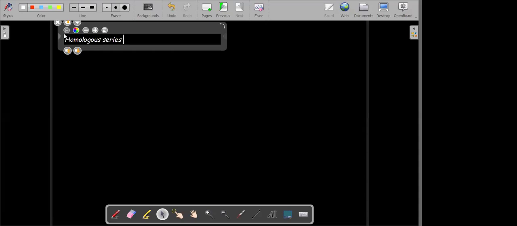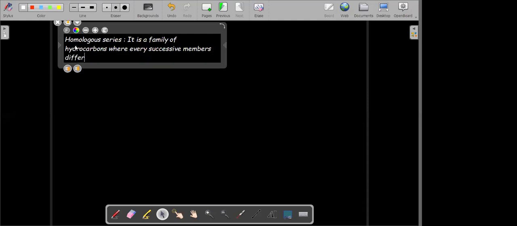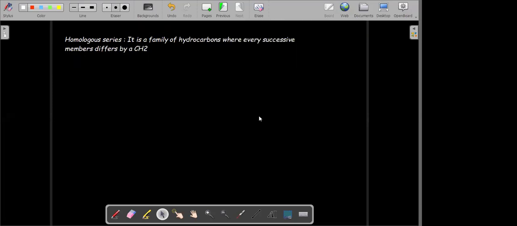So homologous series is a family of hydrocarbons where every successive member differs by a CH2 group. So if you see that every successive member differs by a CH2 group, that we call a homologous series. So as an example, can anyone give any example for this?